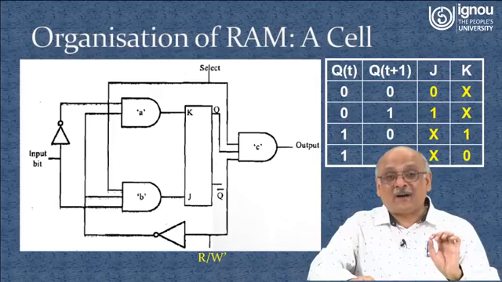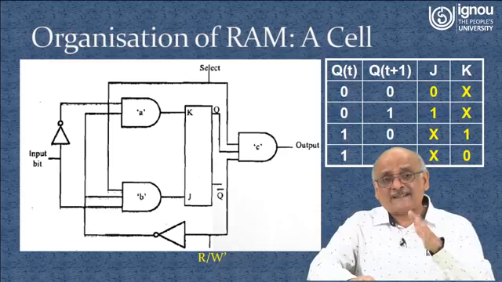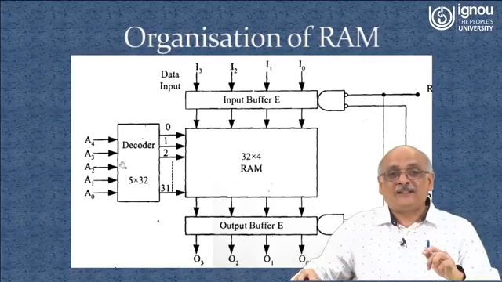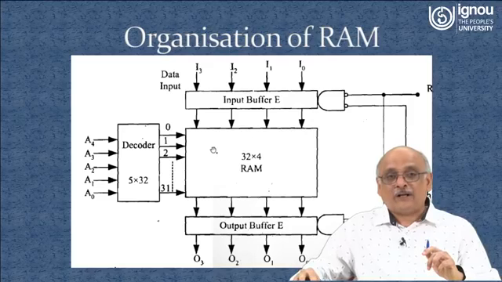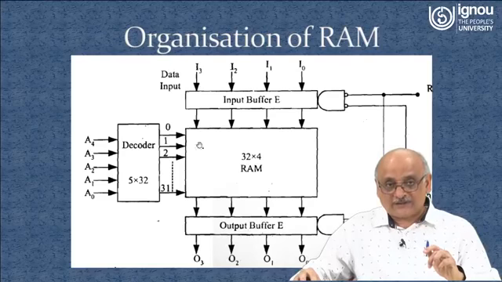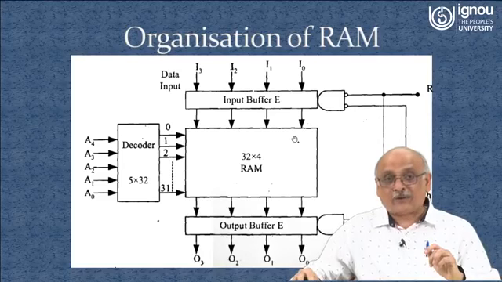So this is the organization of RAM. But how can a cell then be converted into a chip? Let's look into the chip situation. Now this is 32 into 4. So we have 32 rows and 4 columns of these RAM cells. That is what we have, 32 into 4.